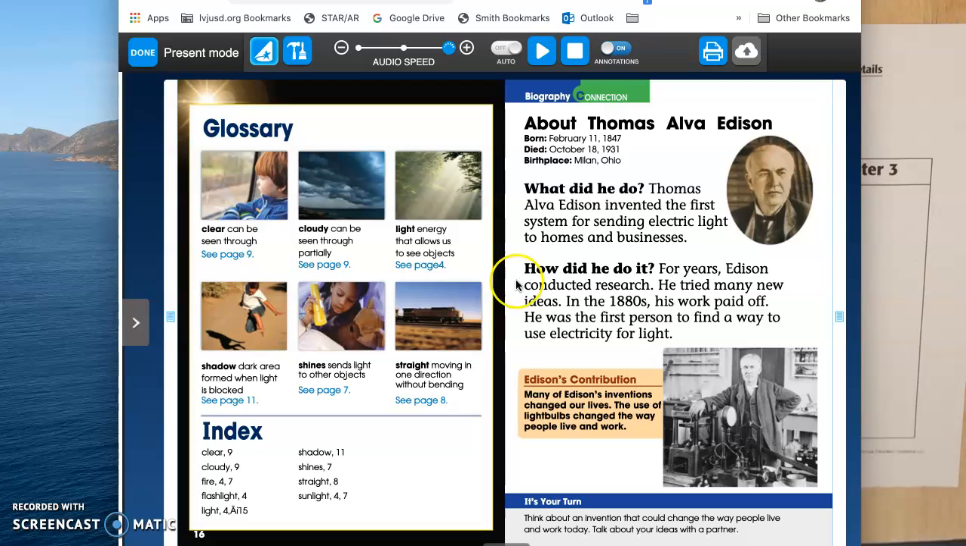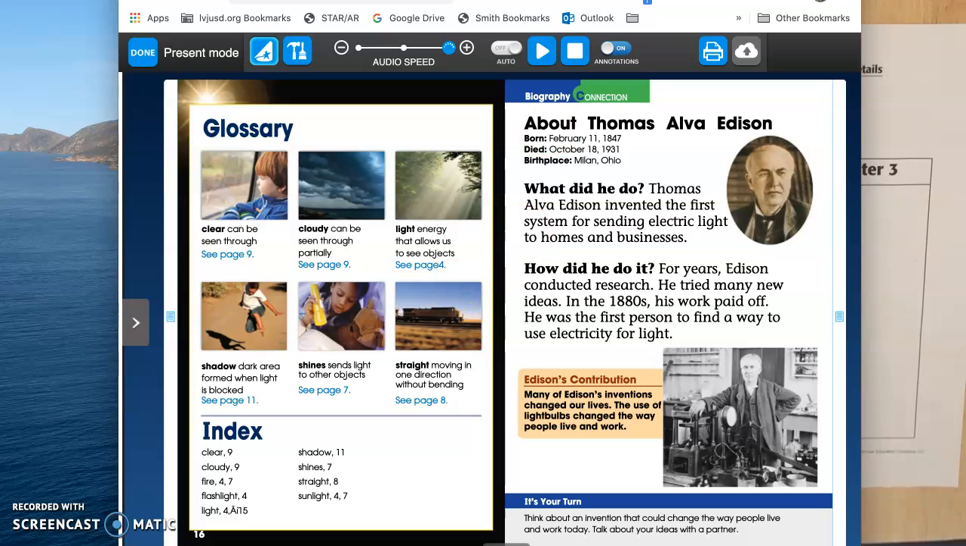How did he do it? For years, Edison conducted research. He tried many new ideas. In the 1880s, his work paid off. He was the first person to find a way to use electricity for light. Edison's contribution: many of Edison's inventions changed our lives. The use of light bulbs changed the way people live and work. So he invented the light bulb.